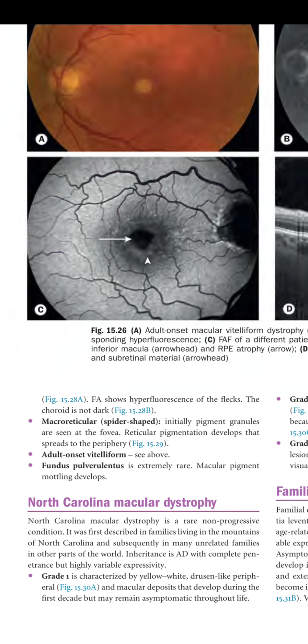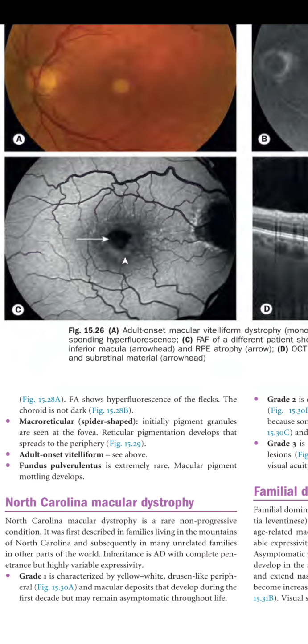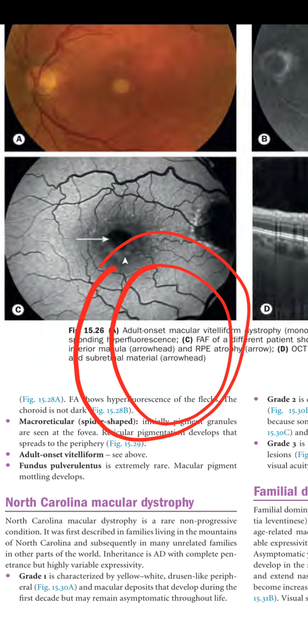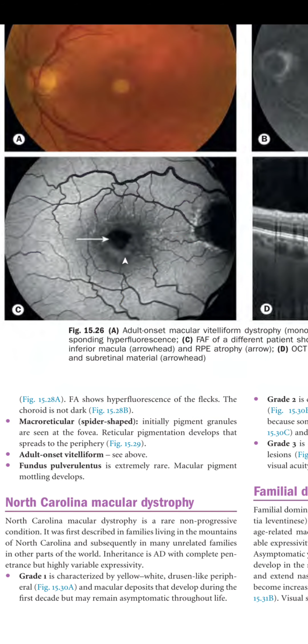So there are different grades, grade 1, 2 and 3. Grade 1 is characterized by yellowish-white drusen-like peripheral and macular deposits that develop during the first decade but may remain asymptomatic throughout life. So there are drusen at the periphery, but the patient is usually asymptomatic throughout life.